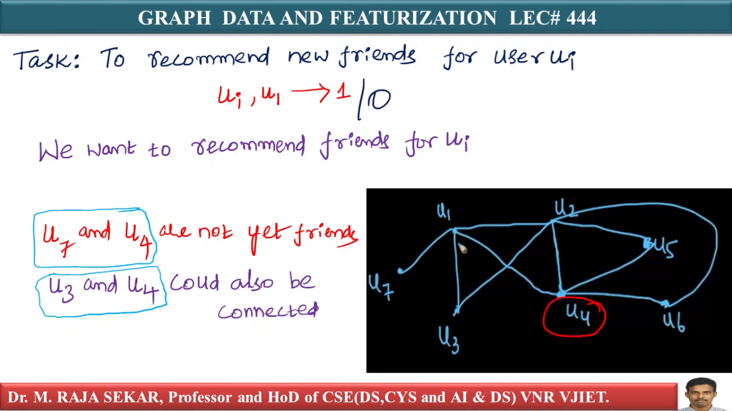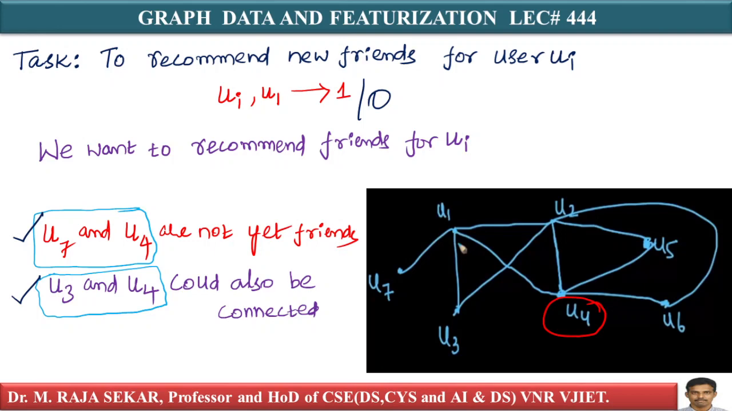U3 and U4, there is no edge. U3 and U4 could also be connected. When you are recommending friends for U4, you can recommend U7 and U3. For the rest of them, U4 is already connected: U4 is connected with U1, U2, U5, and U6. Now, you have to predict whether there is a good chance U7 and U4 are friends, or a good chance U3 and U4 are friends.